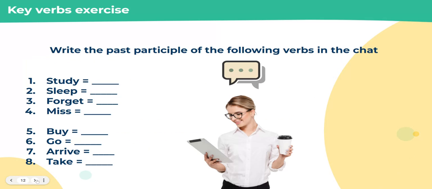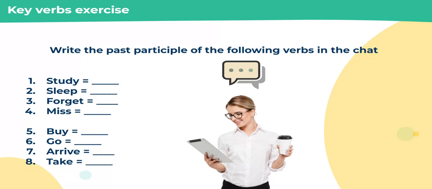Let's have a look at some key verbs related to our mixed conditionals. We've got a little exercise for you to participate in the chat if you wish to. The objective of our chat exercise is to write the past participles of the following verbs in the chat. Of course we use the past participle in the past perfect structure. We want to transform from the base form into the past participle.